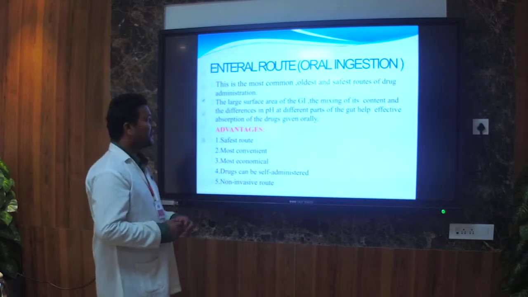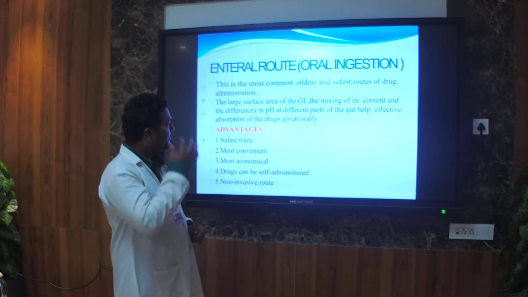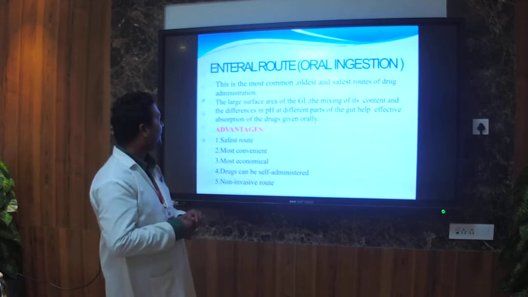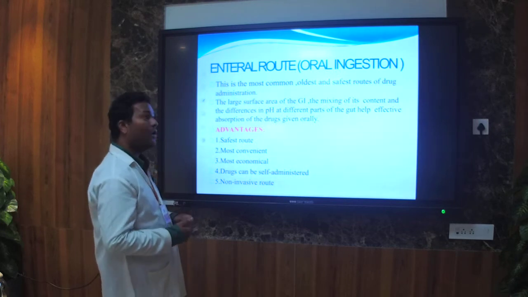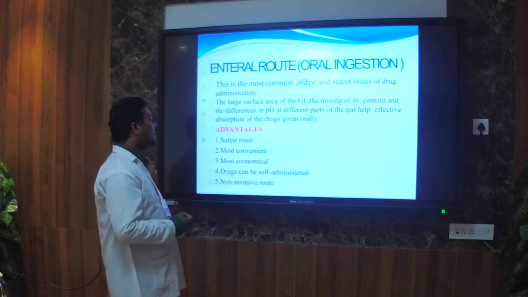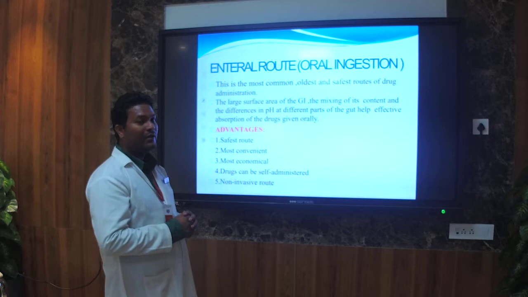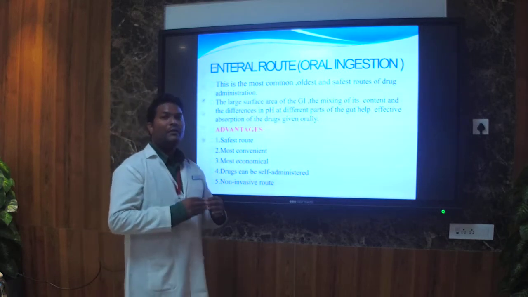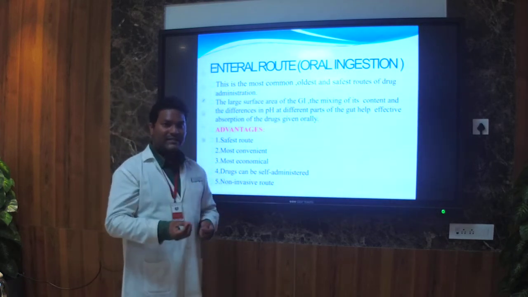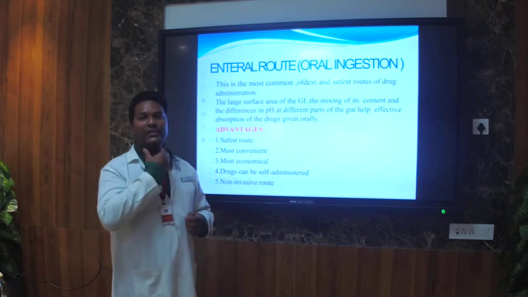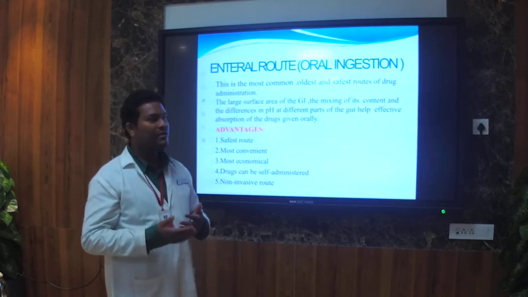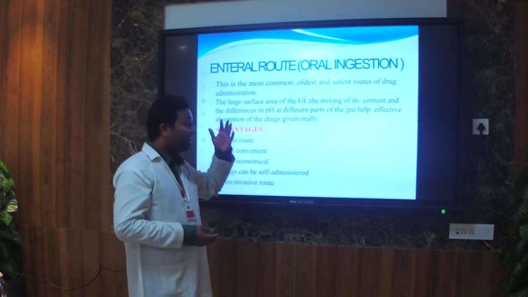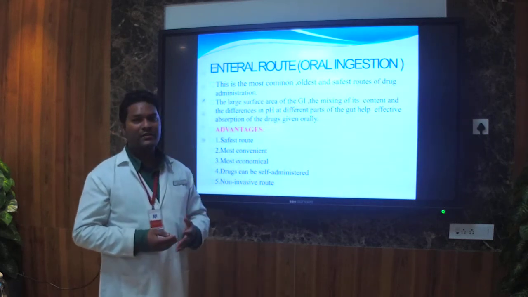The large surface area of the GI tract, the mixing of its content and the differences in the pH at different parts of our gut or the intestine help effective absorption of the drug given orally. So if the drug is given per oral, it goes into our GI system and then it gets absorbed. A variety of properties of the drugs are responsible.